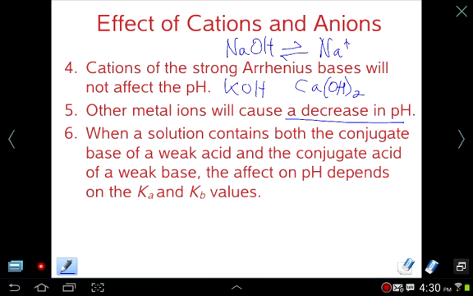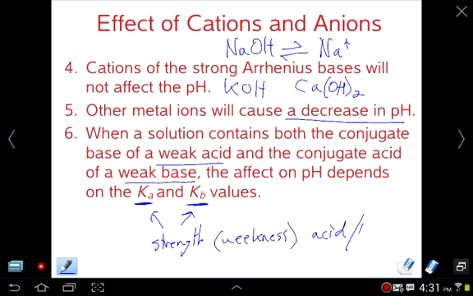And then finally, when a solution contains both the conjugate base of a weak acid and the conjugate acid of a weak base, if you mix the two, then the pH will depend on how strong the original acid was and how strong the original base was. So you'd have to take a look at their Ka and Kb values, because recall, these values tell you roughly the strength or weakness of an acid or base. And this is kind of a summary of looking now at the whole idea of acids and bases from both directions. Really a much more mature understanding of acidity.